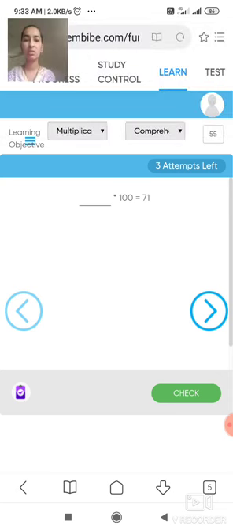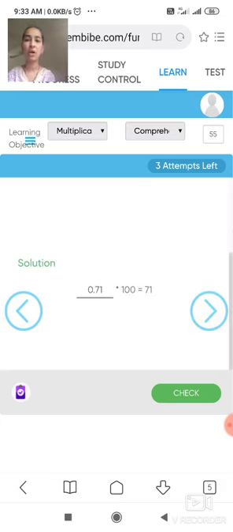The next is dash multiplied by 100 so that it will become 71. To which number do we have to multiply 100 so that it will become 71? Okay, yes students, for which number?